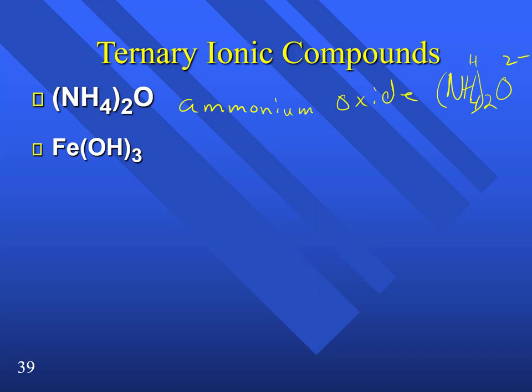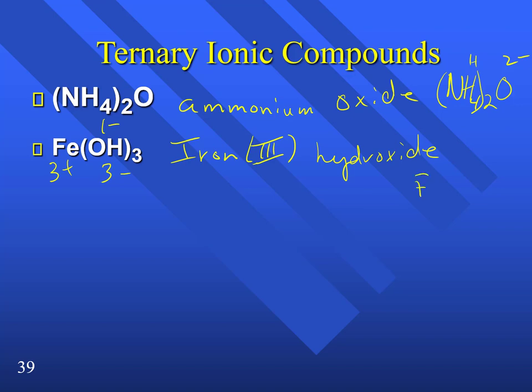It's a piece. Well, iron is Fe, and iron's a metal in the middle of the transition metals, so it needs Roman numerals. OH is hydroxide. Hydroxide was 1 minus. I had 3 of them. So I have a total of 3 negative. So my Fe's total has to be 3 positive, and there's only 1 of them, so that's got to be iron(III) hydroxide.